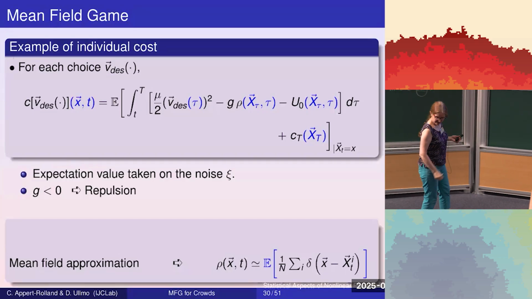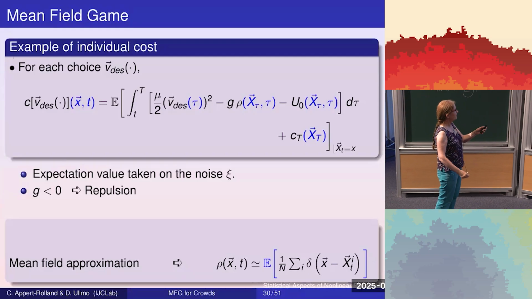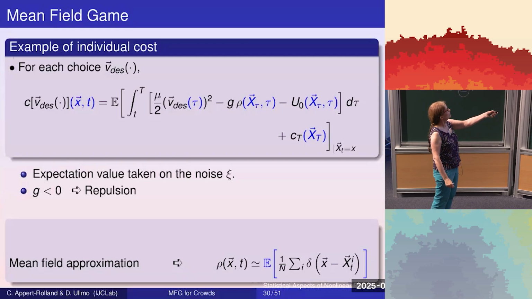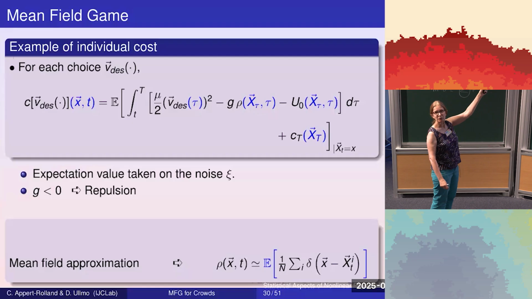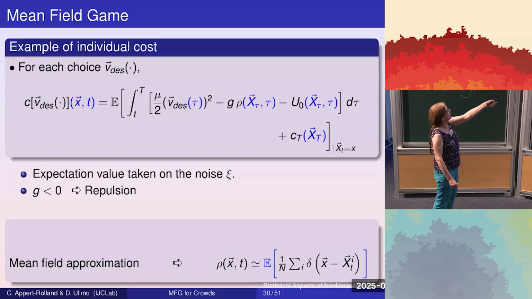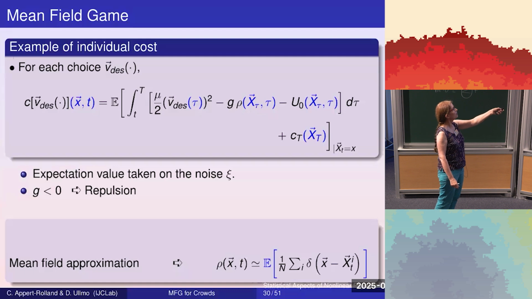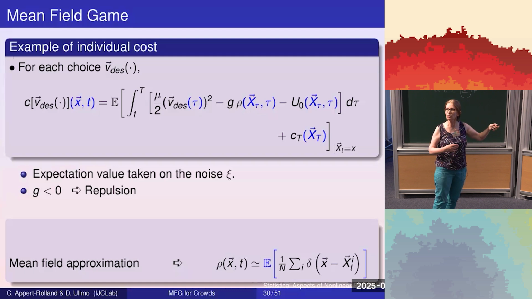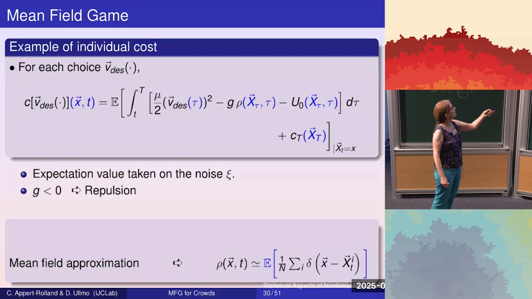Now, each particle will have a cost, so an individual cost. And so let's take some time to decompose it. This form was already proposed by mathematicians, in particular to model pedestrians. So there is one penalty, one cost related to the velocity. You don't want to go too fast. Then there is one cost for the density. That's the only place where the interaction comes in.